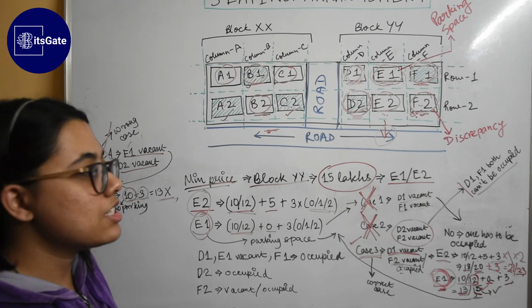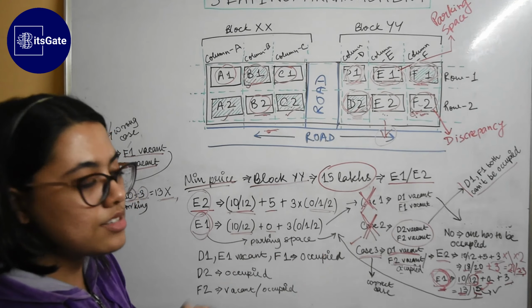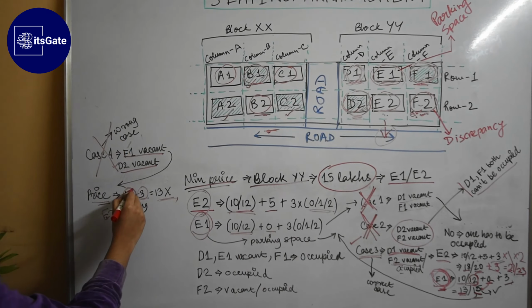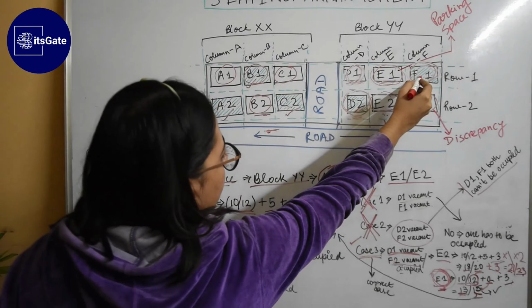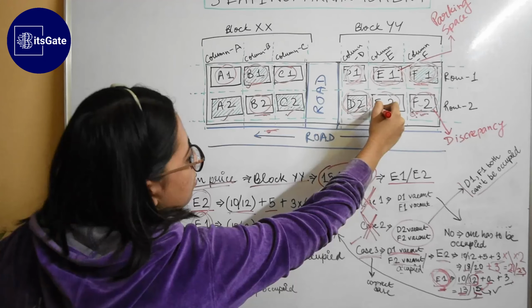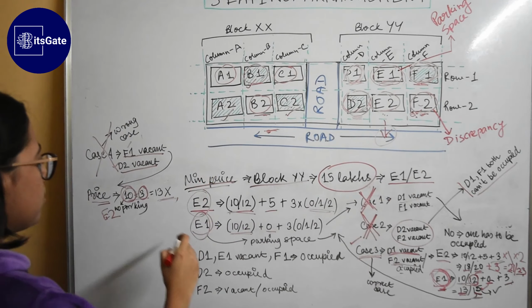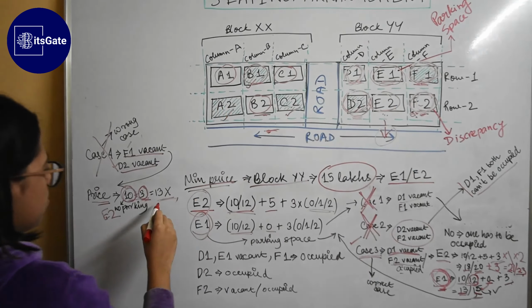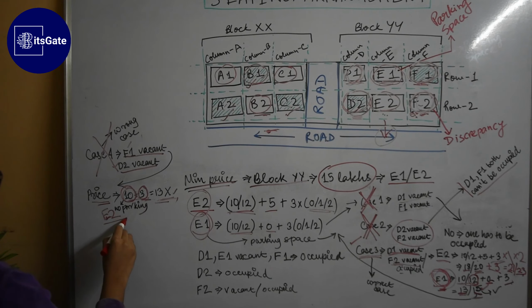If E1 is having the parking space, in the whole block YY there can be only one house which is having the parking space. So E2 is definitely not having the parking space. So in case 4, we have to take this as only 10 and not 12, plus 3 for F2, because F1 is vacant and D2 is vacant and F2 is occupied, so this 3 is for F2, neighbor of E2. So for E2, it's 13, which is not possible. That's why case 4 is also an invalid case.